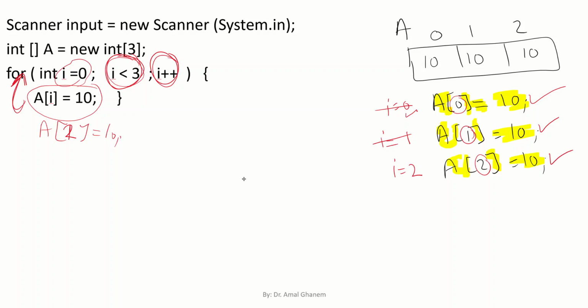Now, if you go back again, increment i will reach a value of 3. And you will reach the condition i less than 3. 3 less than 3, false. Which means this is the end of your for loop.